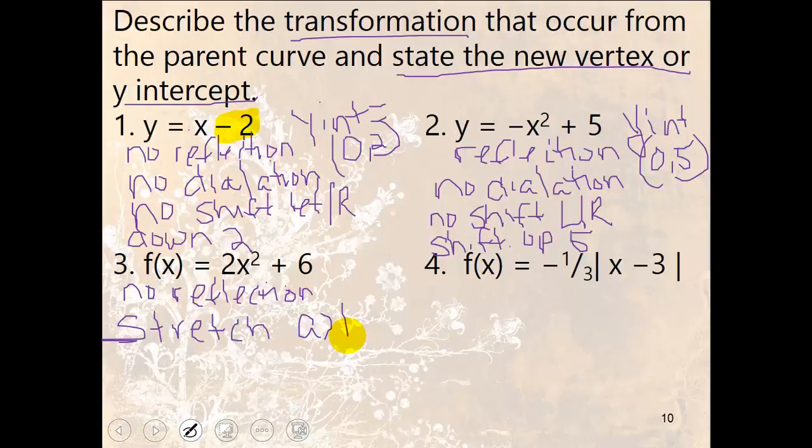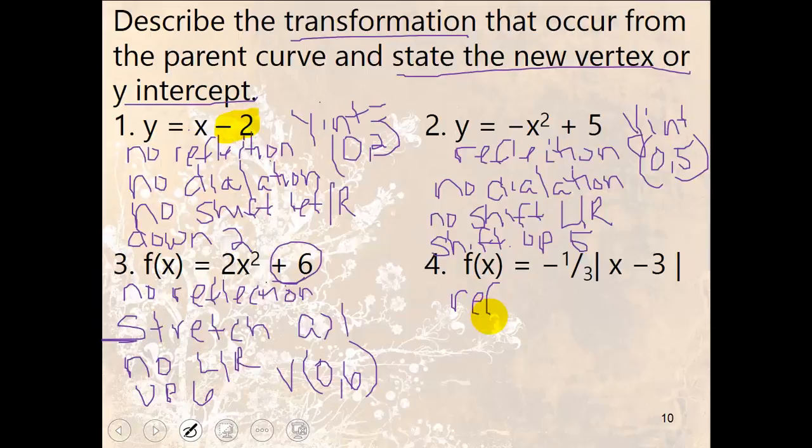Do I have any left-right movement? No, so no left-right. Do I have up-down movement? It goes up 6. So what is my new vertex? It is 0, 6. All right. I'm going to do number 4 with you, then I'll let you do the ones on the other side, on the other screen. Okay, so I have a reflection because of the negative.